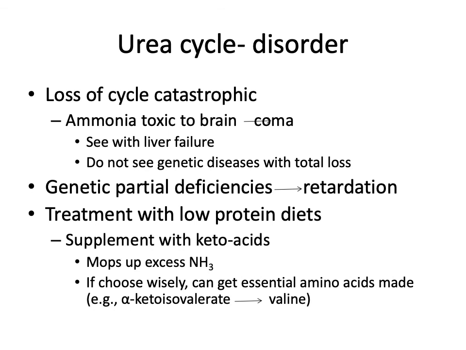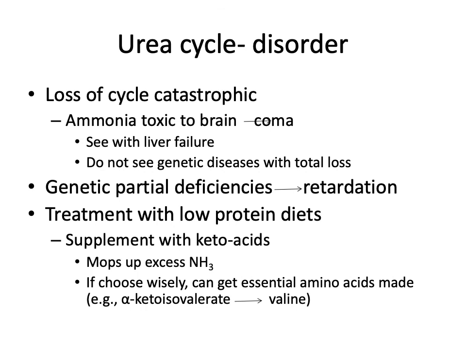As you can imagine, if you disrupt the urea cycle or have a problem with the urea cycle, it can be pretty catastrophic. Ammonia is going to build up very fast. It's toxic, particularly in the brain. It can very quickly lead to a coma. You can see this if there's liver failure, because if you don't have a healthy liver, you're not going to be able to generate urea.